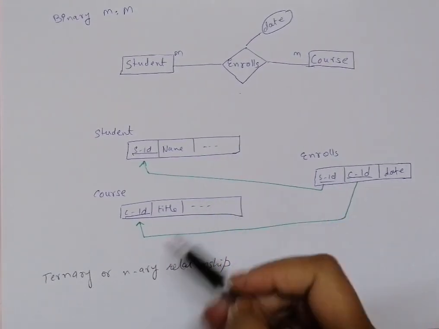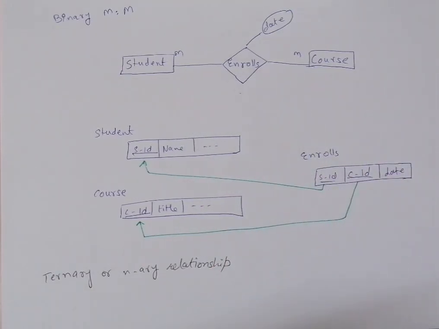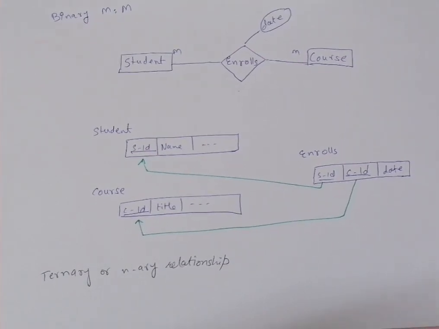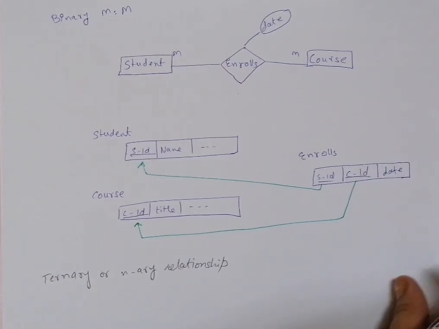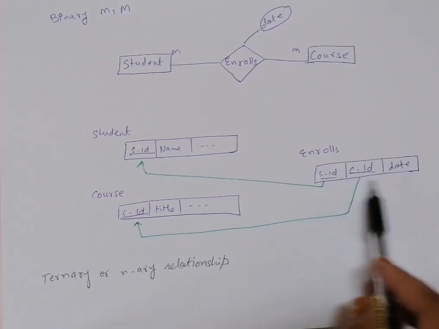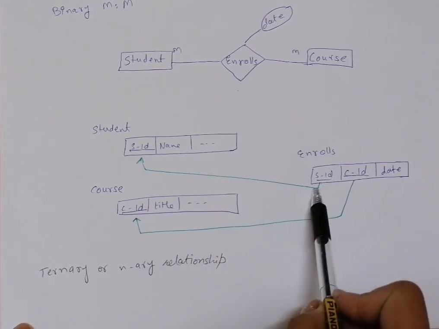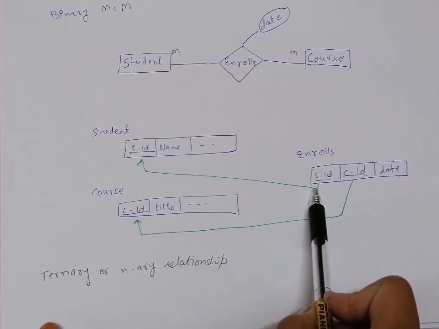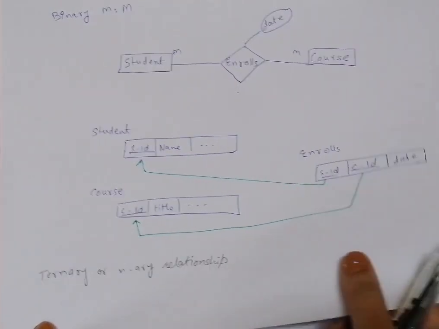We create the tables of the basic entities, and for the relationship we create a separate table like this. So ternary and n-ary relationships will be dealt with similarly to binary many to many. We create separate tables for all the entities, and for the relationship we create a separate relation, and the primary keys of all the participating entities will become the foreign keys in this table, just like we did for binary many to many. Okay, so now we are left with only one case, that is the unary relationship.